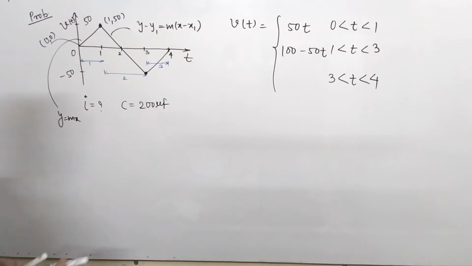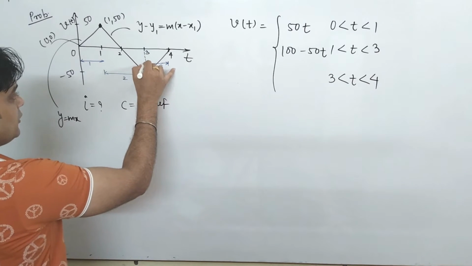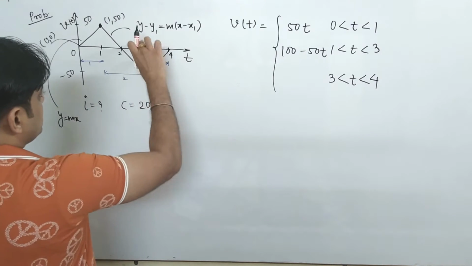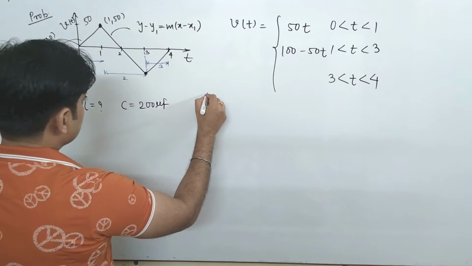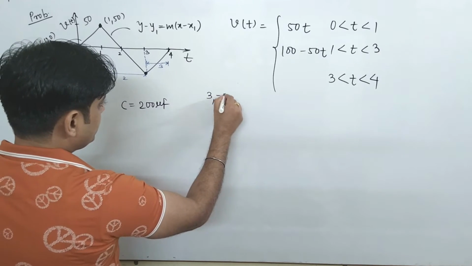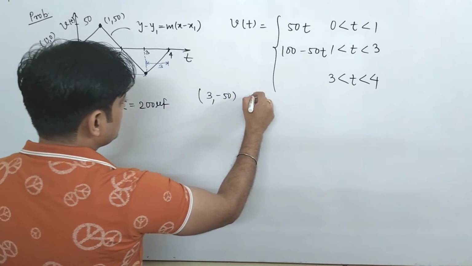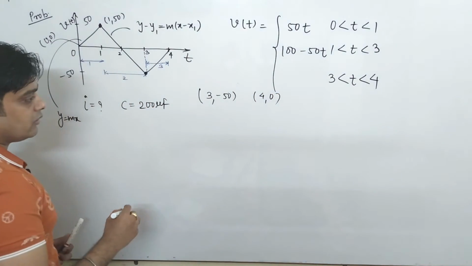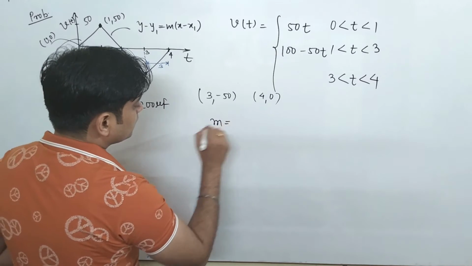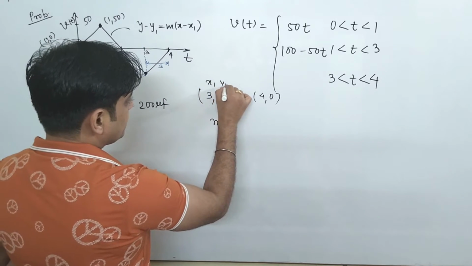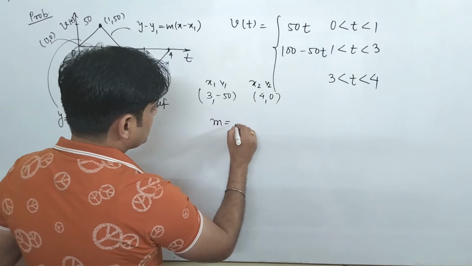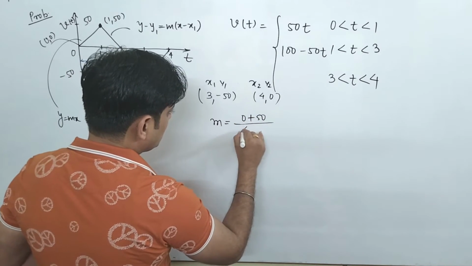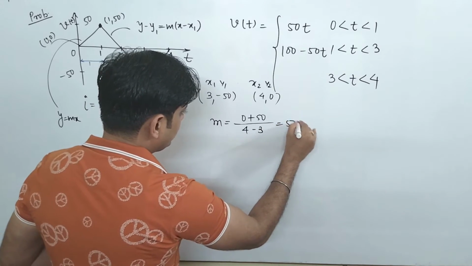Please see, now I am talking about this. So here this value is 3 and minus 50. And what about this value? This value is your 4 and 0. So what is your m? Again you can take it as x1, y1, and x2, y2. So your m is y2 minus y1, that is 0 minus minus 50, that comes to be plus 50 upon 4 minus 3, so that comes to be 50.